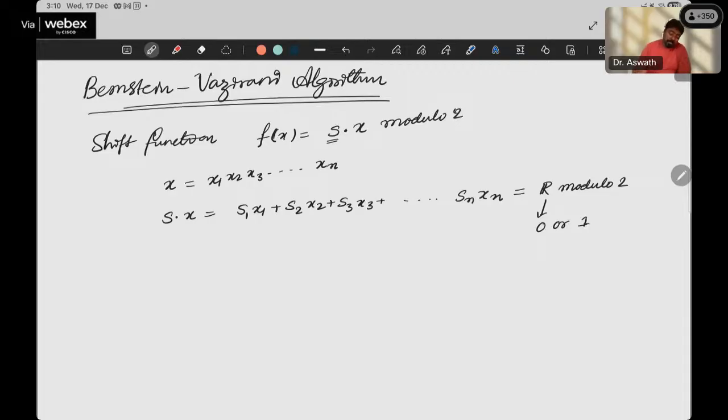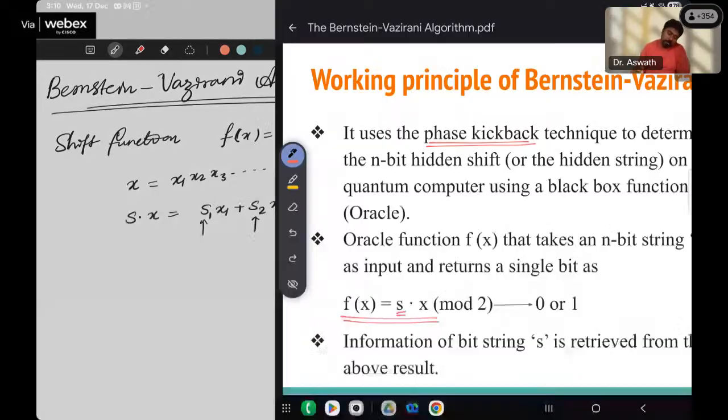Usually I have to ask what is s1, what is s2, what is s3, and so on up to sn. I have to ask for the entire string length of s. Okay, n number of attempts or queries are required. So that is what the function means here.